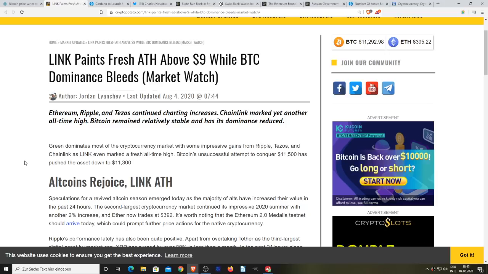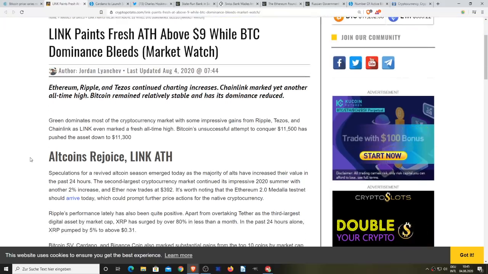A lot of people, I think the numbers that we keep getting for Ether are $400 and $500. If we manage to pass these numbers, then allegedly, Ethereum is going to start skyrocketing and lose its mind price-wise. It's worth noting that the Ethereum 2.0 Medalla testnet should arrive today, which would prompt further price action for the native cryptocurrency. I assume if it launches and it works, we're probably going to see some optimism for Ethereum 2.0.